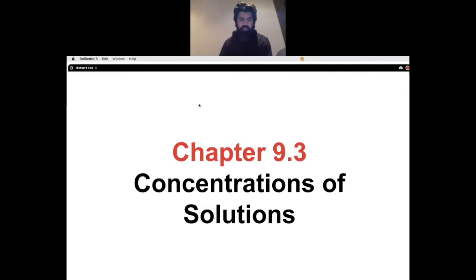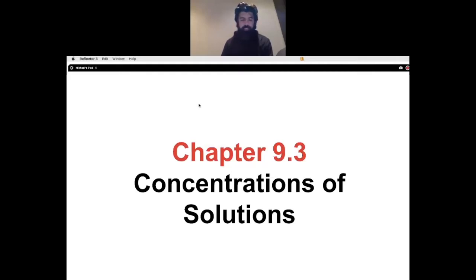Okay, so let's start here. 9.3. Today we're going to look at concentrations of solutions, and one of the things to make note of is the way the concentration is worded. There are going to be a couple of ways in which concentration will be worded in a lot of the problems in this subchapter of 9.3.